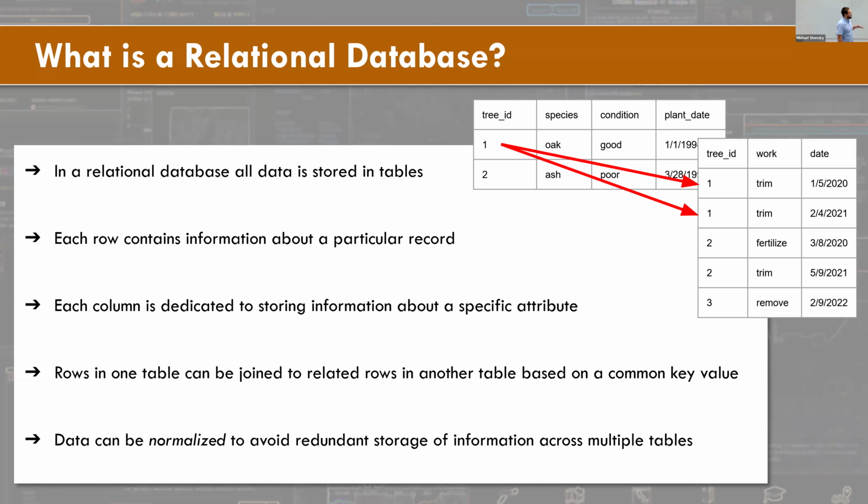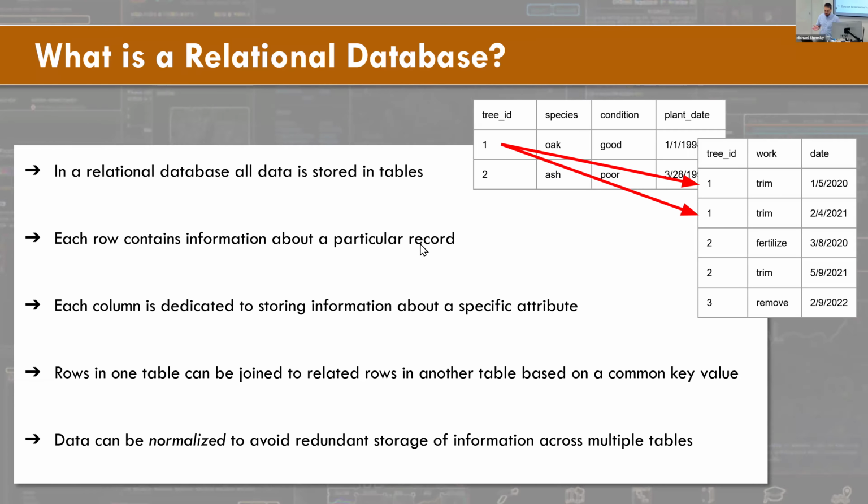So each row in the database contains information about a particular record. Again, in the top table that we see represented there, each row represents a single tree. In the second table, a little bit lower down, each record represents a maintenance operation performed on a tree. Each column of information refers to a specific attribute. So again, we see things like the species of the tree, what condition it is in, what date it was planted, and for the maintenance operation, what type of work was performed. So we have consistency there. Everything in that column is a certain category of information, a specific type of attribute.